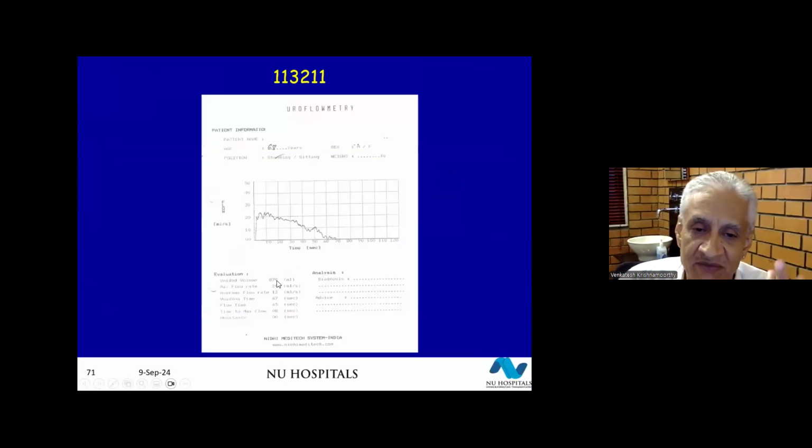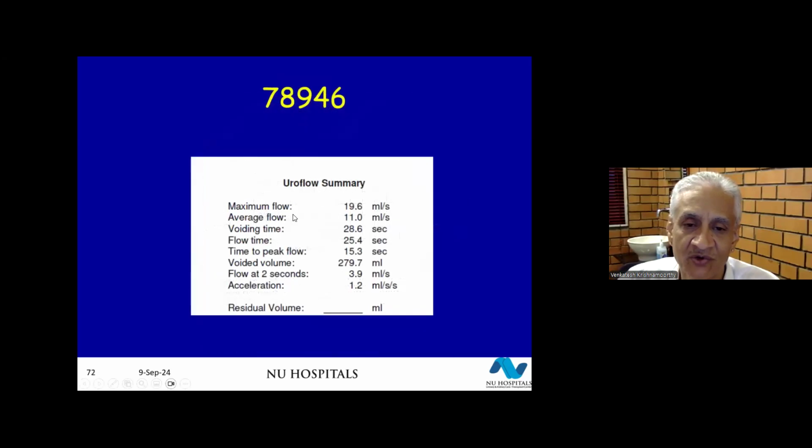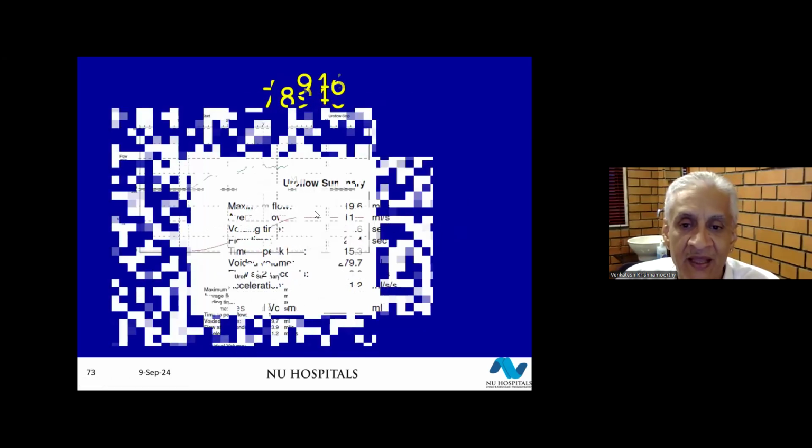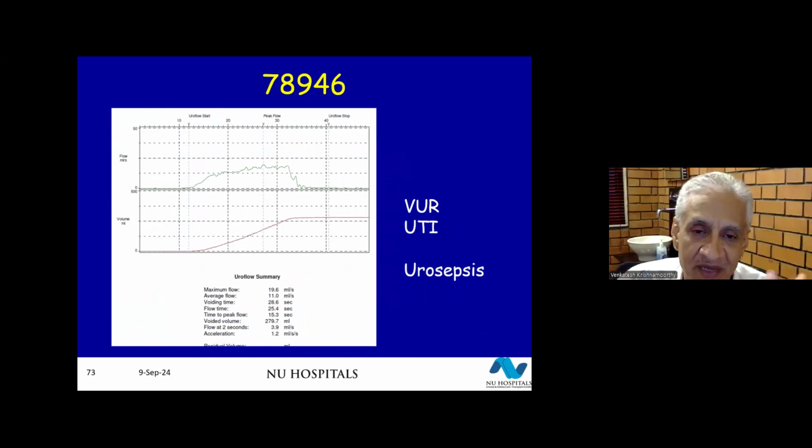Same here. So this patient is past nearly 880 cc, but this does not tell you, other than the fact that the time to max flow is around 8 seconds. So it shows that there is some urgency. This patient presented with hematuria due to BPH. Similar. So don't just casually mention only the peak flow.